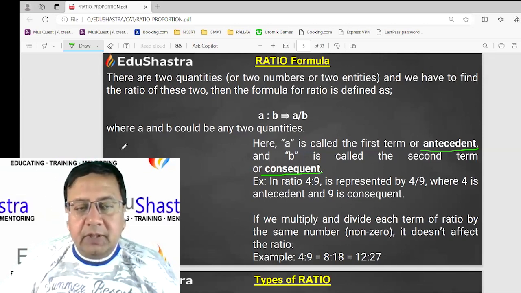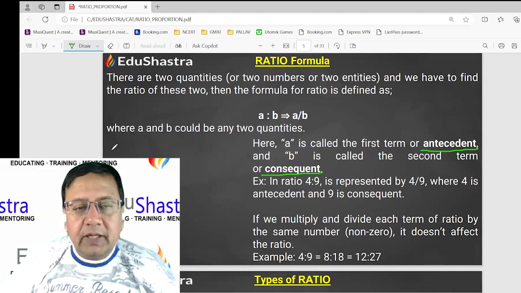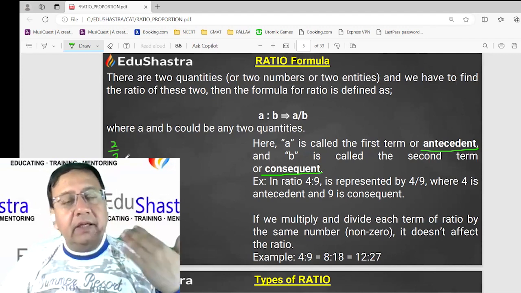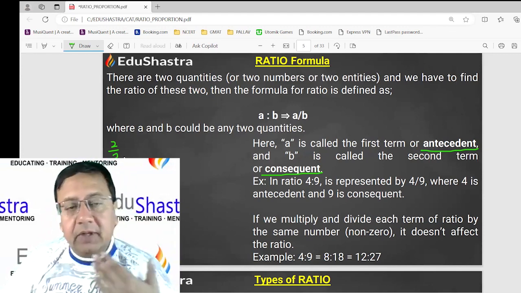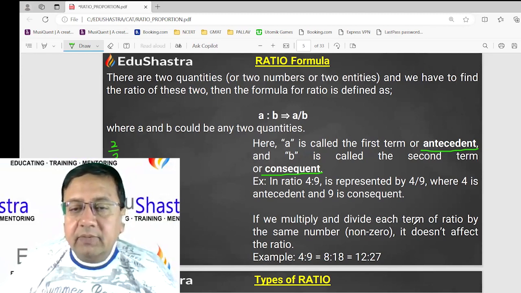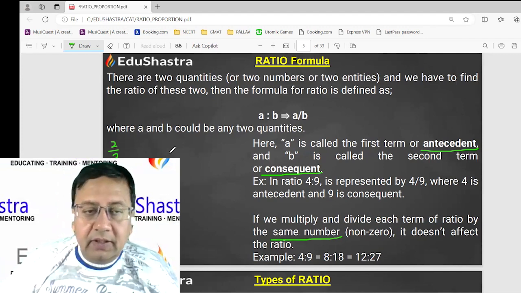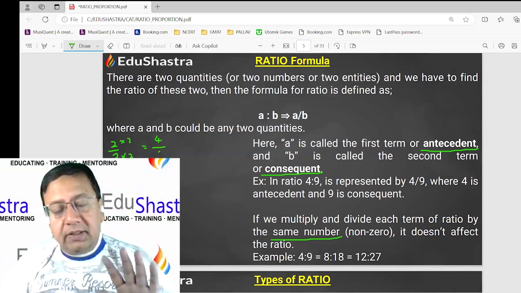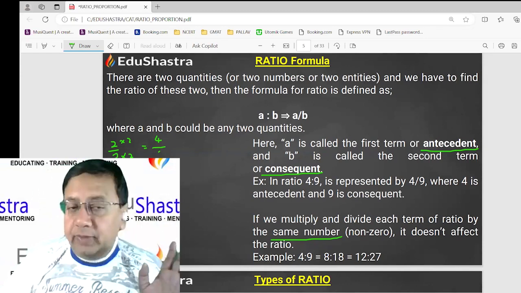Say the ratio is 2 by 3, right? This is the simplest form. But if I change these numbers and multiply each term with the same number, in the numerator and the denominator, suppose with 2, what is this? This is 4 is to 6, right? But still the ratio remains the same, that is 2 by 3.